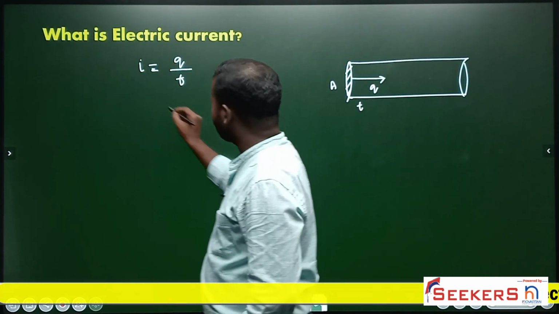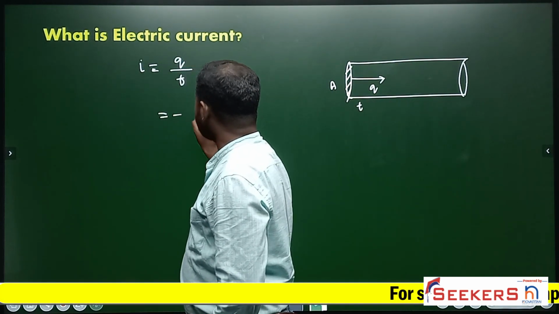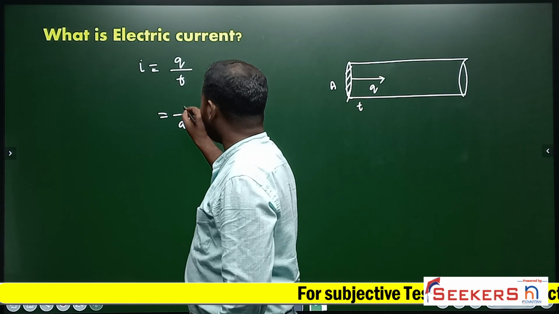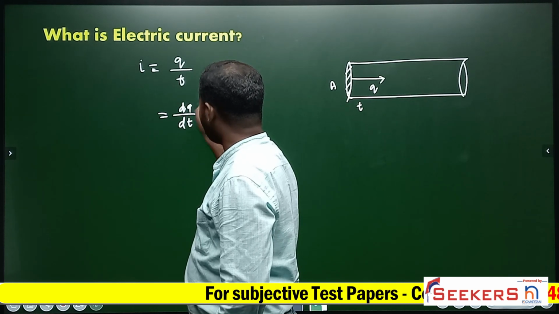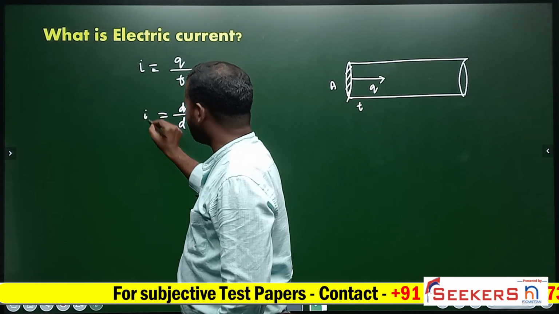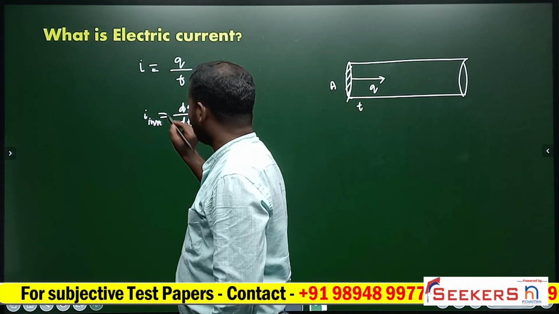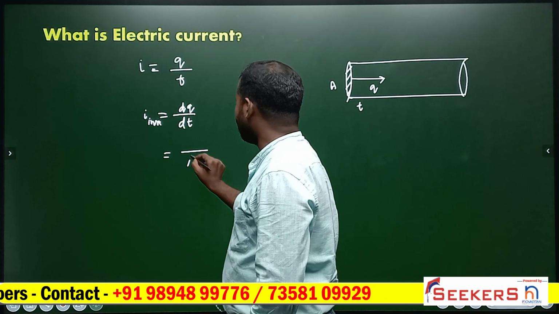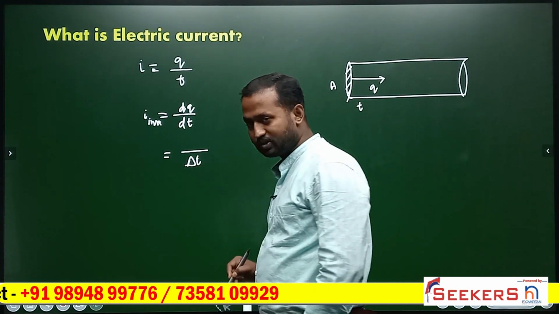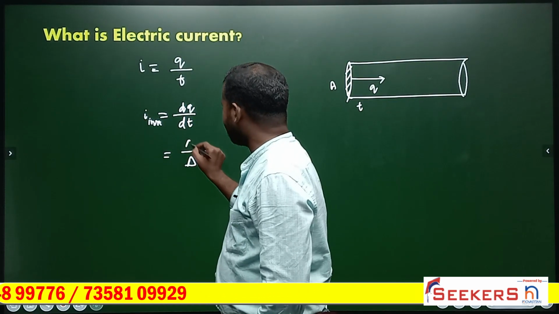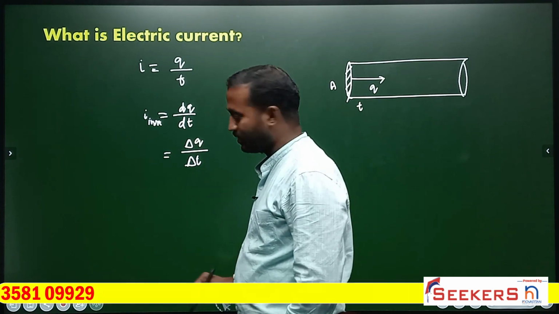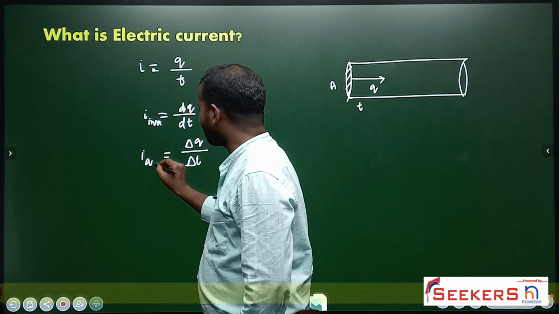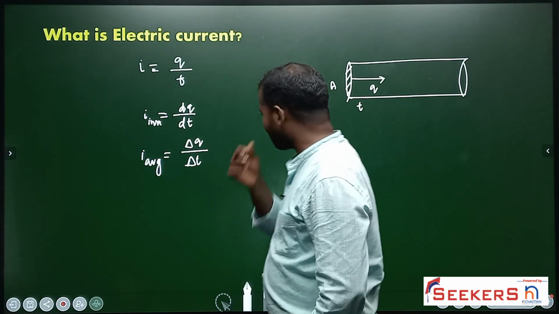If you are talking about a small amount of time dt, how much charge is flowing in that small amount of time is nothing but an instantaneous current. Now if you are talking about a large duration of time, for example delta t, within which let us say delta q amount of charge is flowing through it, such current is known as average current. So this is about your electric current.